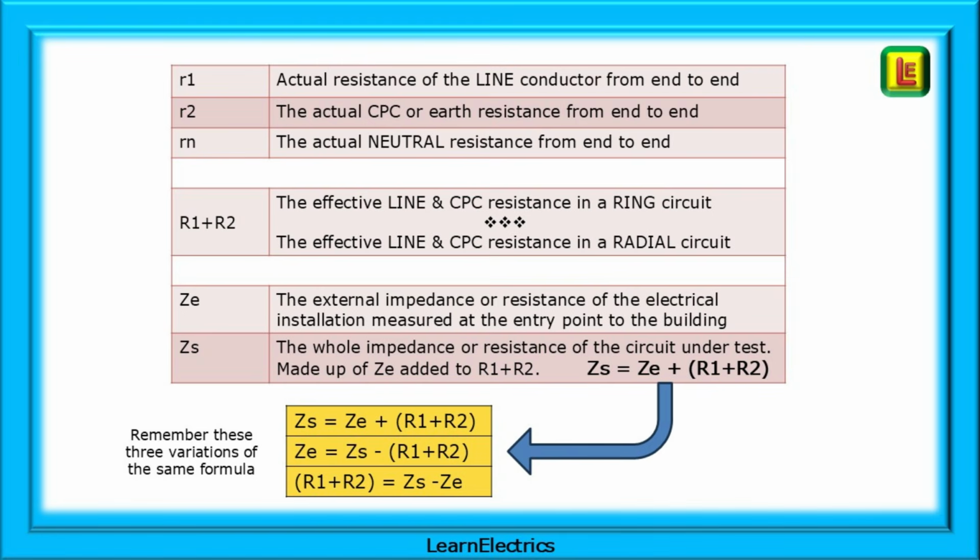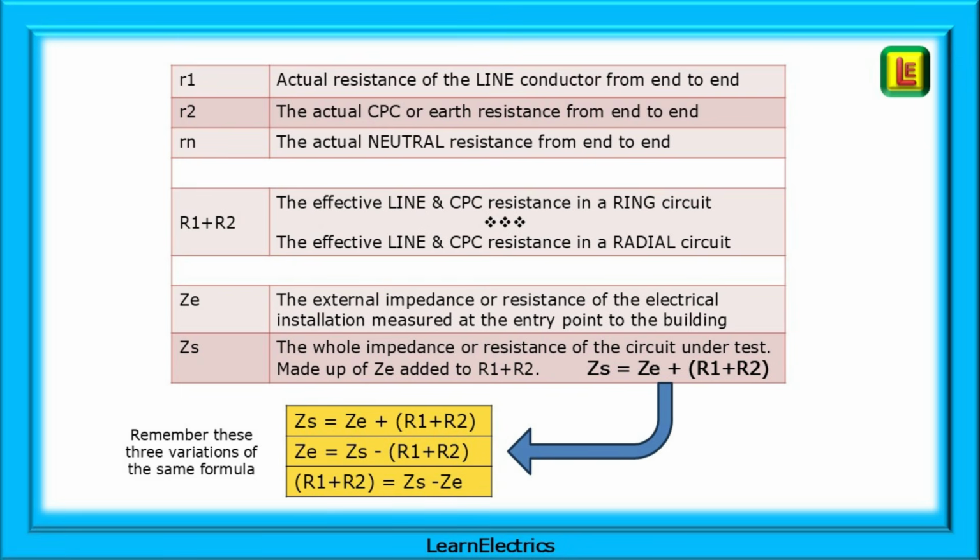Is it an actual resistance or an effective resistance? Is it a radial circuit or a ring circuit? Then we have ZE, which is the external impedance or resistance of the electrical installation measured at the entry point to the building. In other words, the outside world to the supply transformer and back. And ZS is the whole impedance or resistance of the circuit under test, the inside circuit and the outside world, made up of ZE added to R1 plus R2.